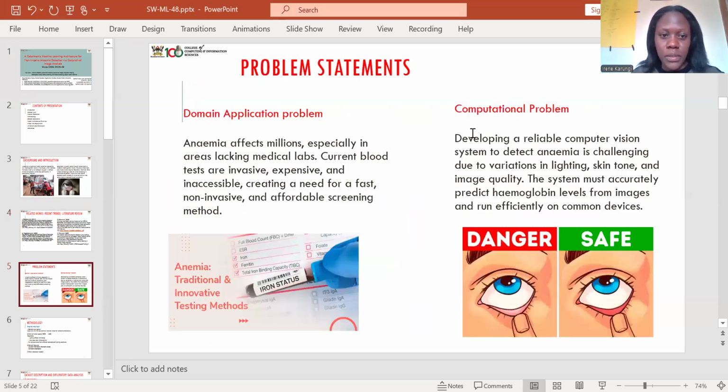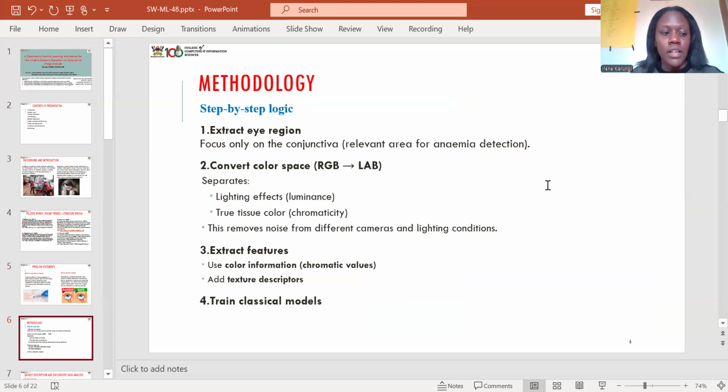So the problem statement, we have the domain application problem and the computational problem. For the domain, anemia affects millions, especially in areas lacking medical labs. Current blood tests are invasive, expensive, and inaccessible. And then the computational problem: developing a reliable computer vision system to detect anemia is challenging due to variations in lighting, skin tone, and image quality.